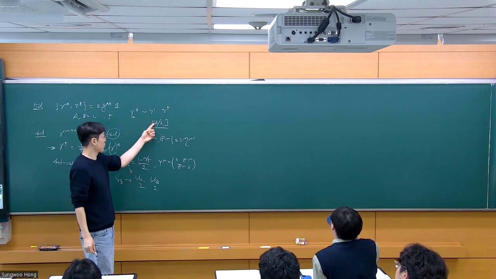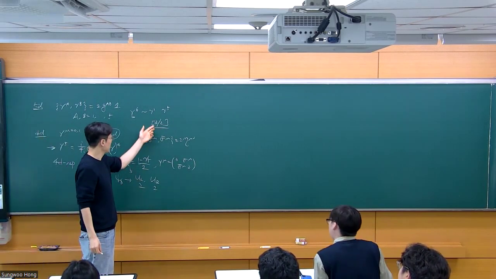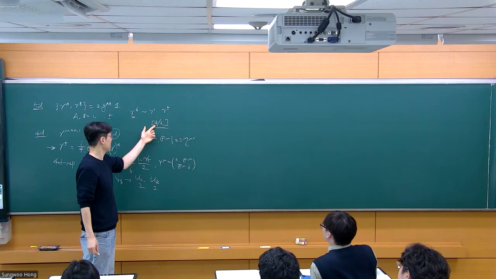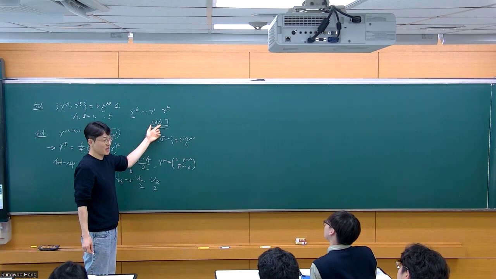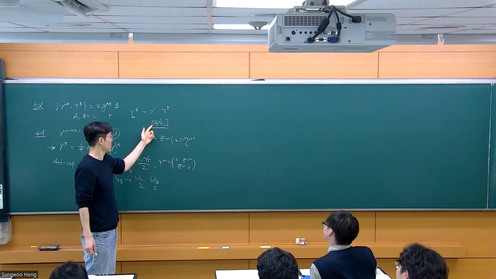So in 4 dimensions, 4 over 2, which is 2 dimensions. 5, wait, that doesn't make sense. This probably is for even dimension. 5 divided by 2 is 2 and a half, and that means 2. Well, something is wrong.